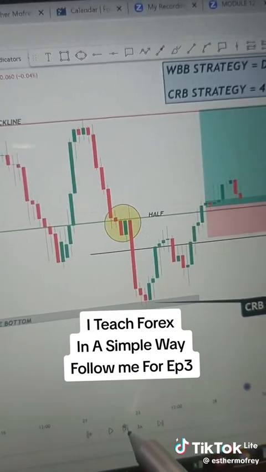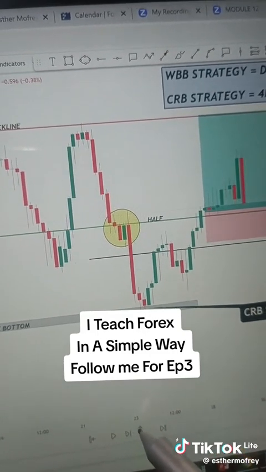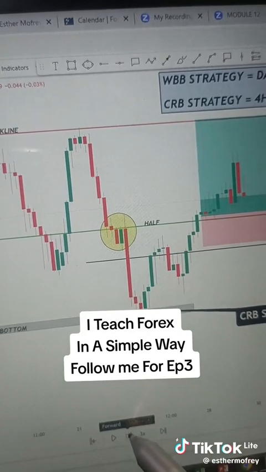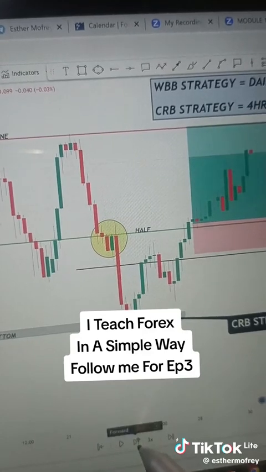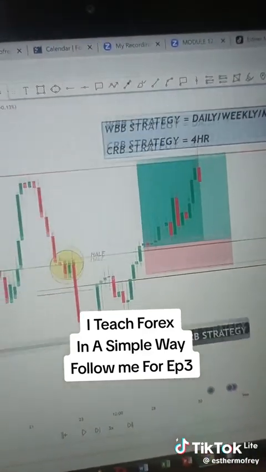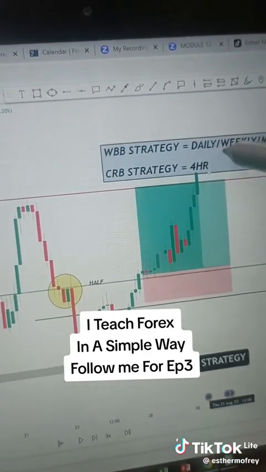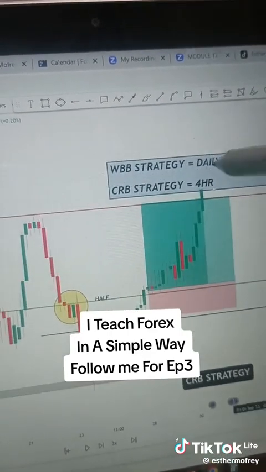So let's see how the market behaved. So these are in 4 hours. So let's see if the TP was hit. Can you see, guys? That's how that market played out.